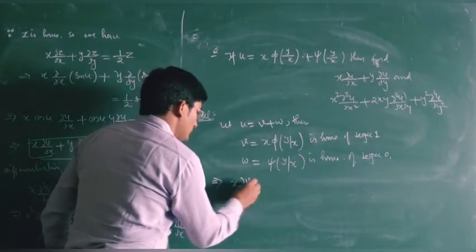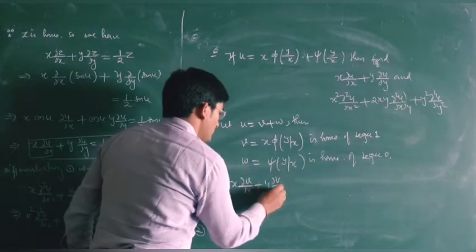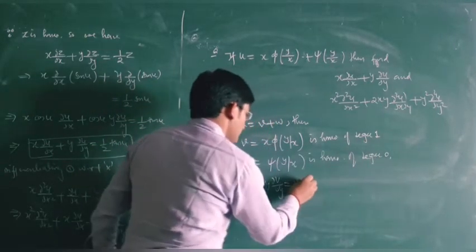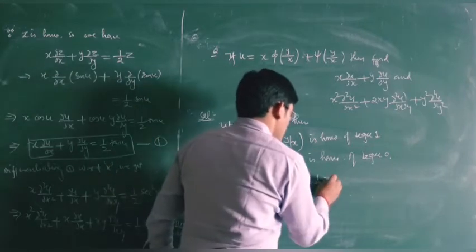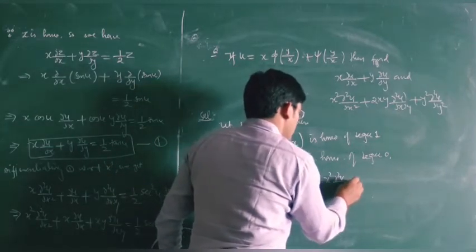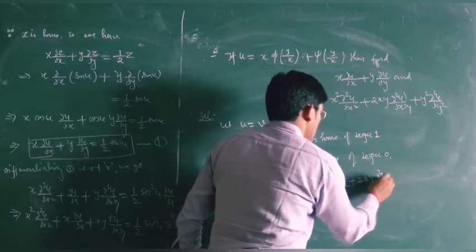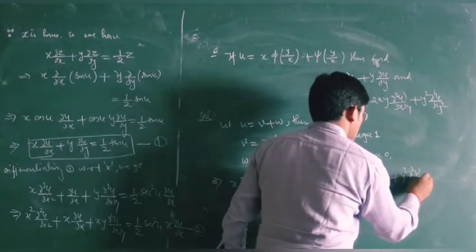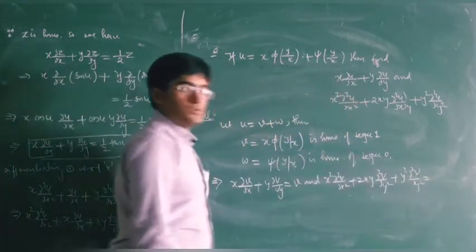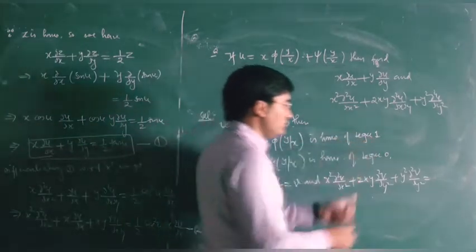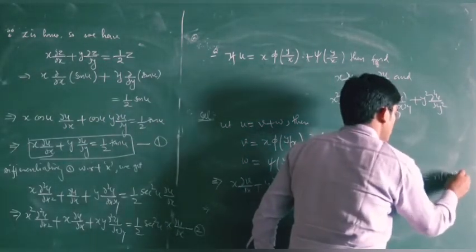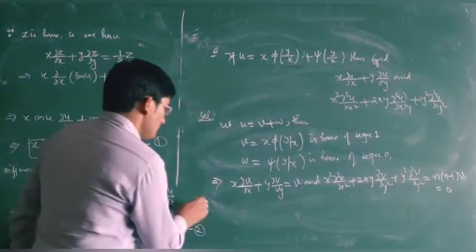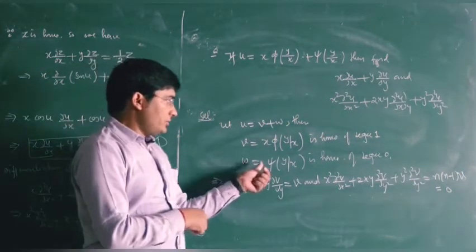So for v we can use the results of Euler theorem. So x del v upon del x plus y del v upon del y will be n into v. Again, if you use the double derivative formula, then we will have n into n minus 1 into v. As our n is 1, this is 0. w is homogeneous of degree 0.